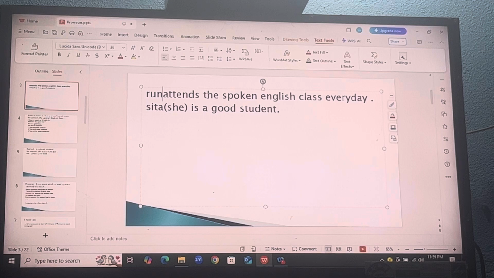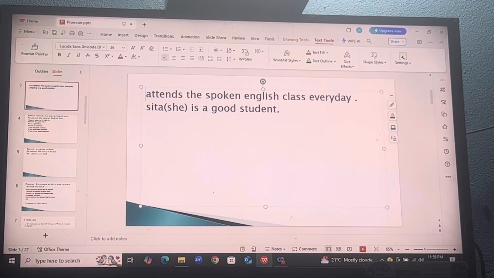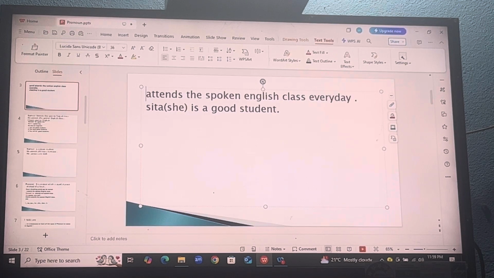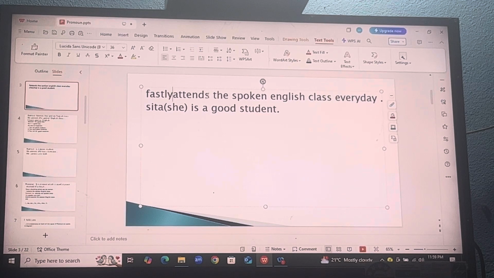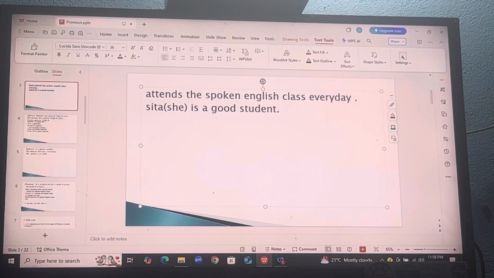Let's say if I say, run attends the spoken English class. Is it right? Obviously no. It means we can't use a verb as a subject, particularly a main verb. Then let's see adjective. Good attends the spoken English class. Can we use it? No, an adjective cannot be used. Then let's see adverb as well, like fastly attends? No. Now let me check with another thing. Let's say preposition. In attends the spoken English class. Can I say that? Obviously no. Then conjunction. And attends the spoken English class. No.